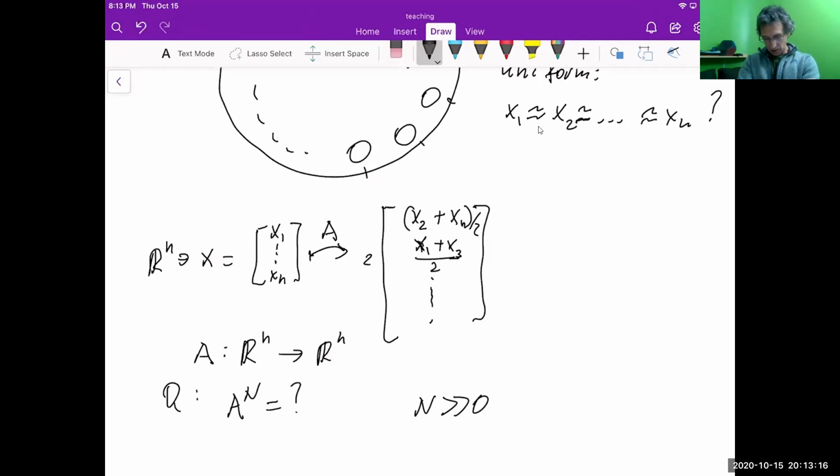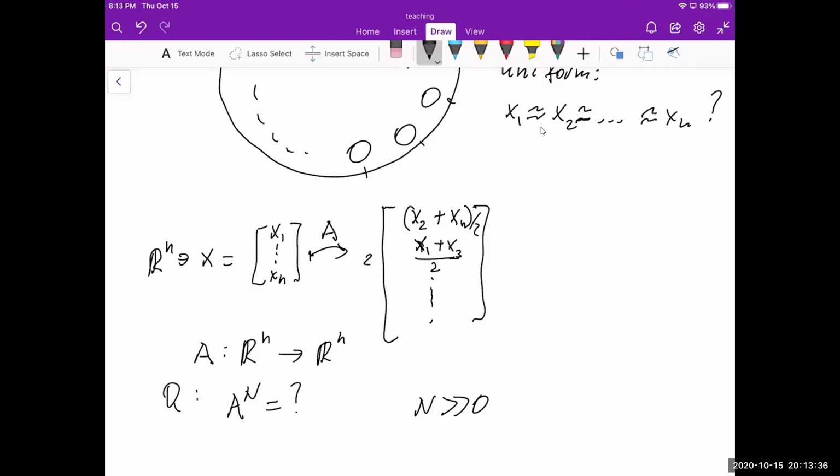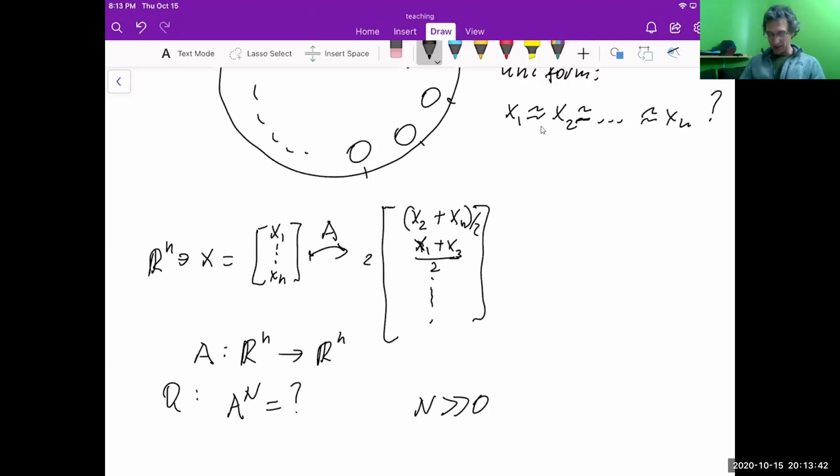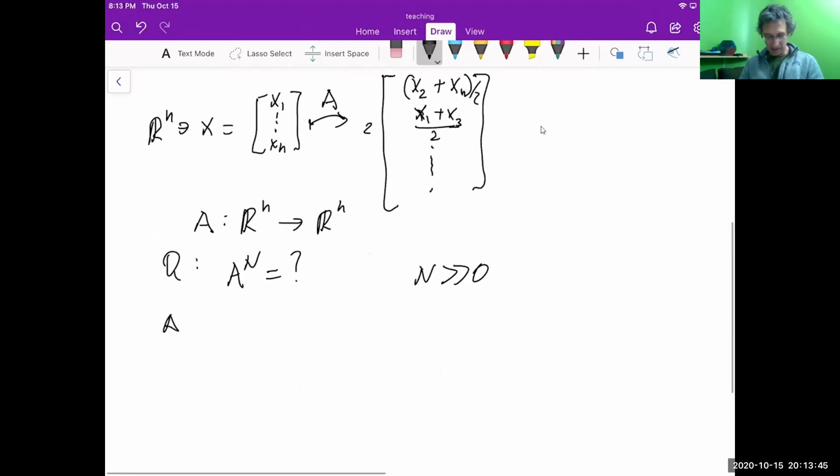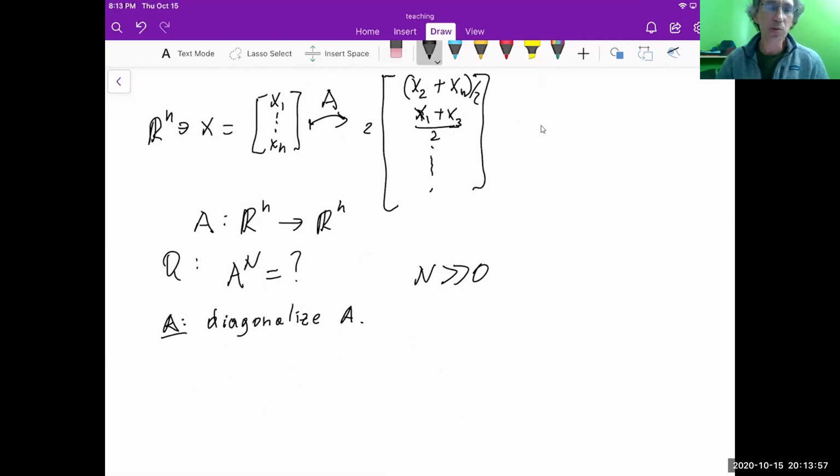Of course, we all know how you do such problems. Anyone remember how you solve a question about the large power of some operator? Any suggestions? Maybe you want to diagonalize it? Yep. So what you want to do is diagonalize that. And then, of course, computing A to the n is trivial.